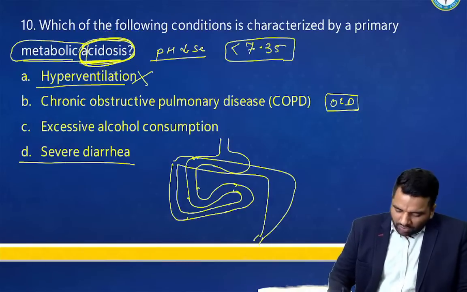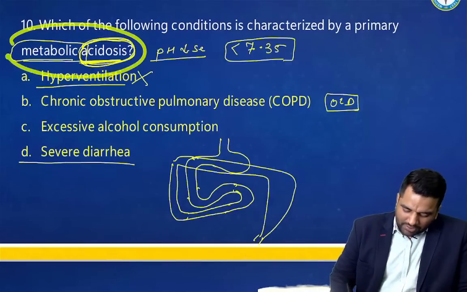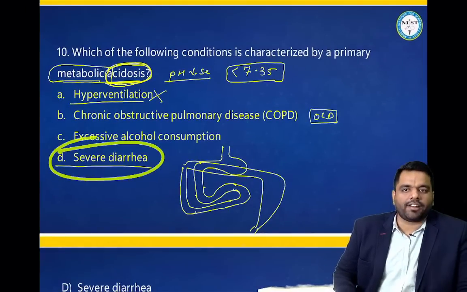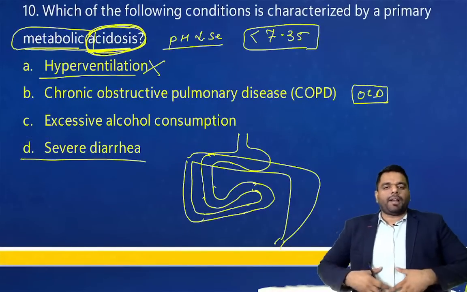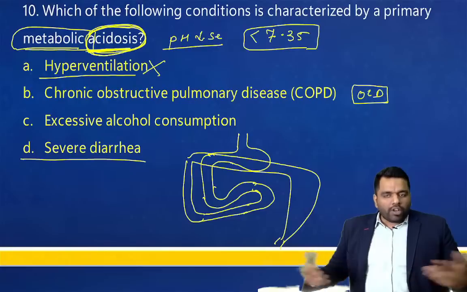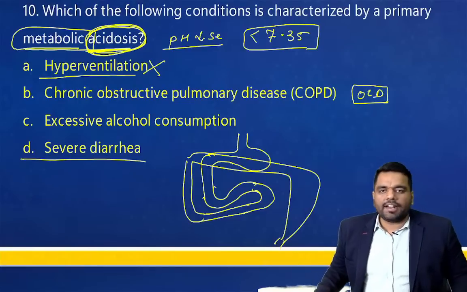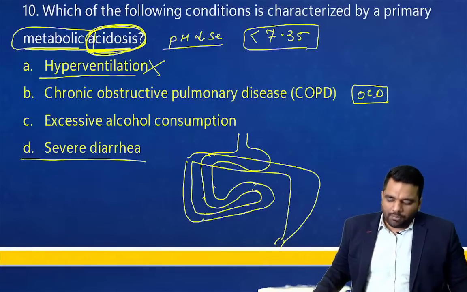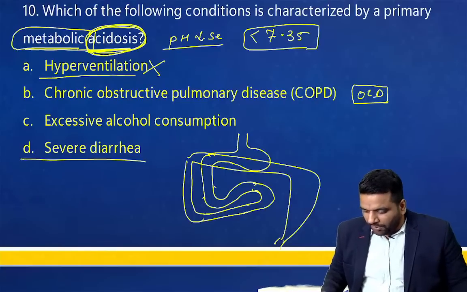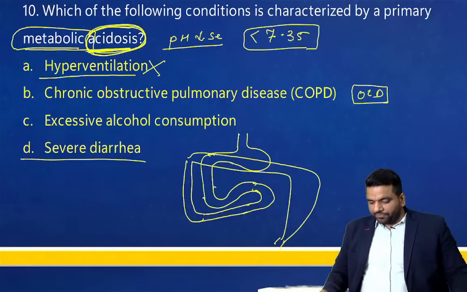So this leads to metabolic acidosis. Primary metabolic acidosis is due to severe diarrhea. All the bicarbonate present inside your gut is washed out, and if the bicarbonate content is low, this leads to metabolic acidosis. Yes, this is due to bicarbonate ions.